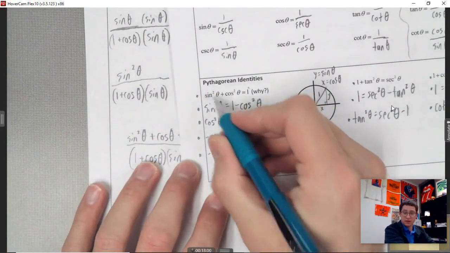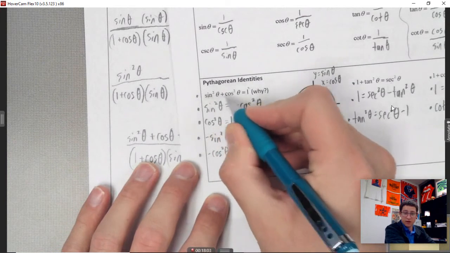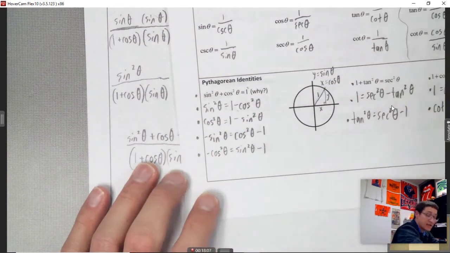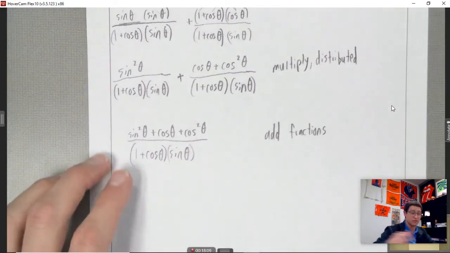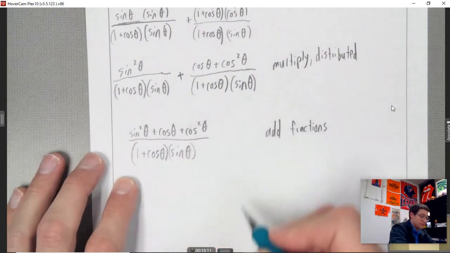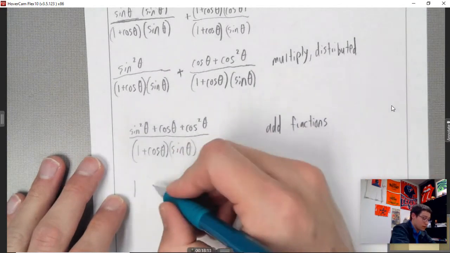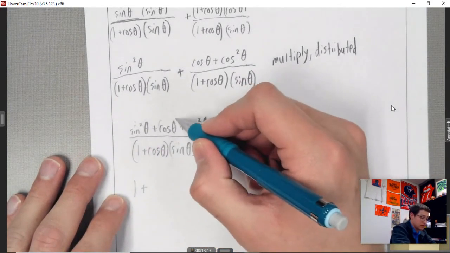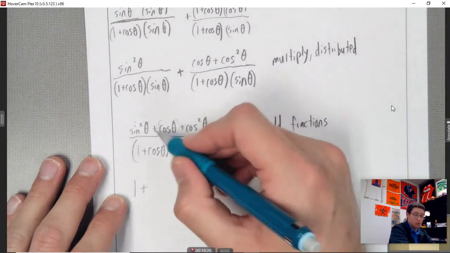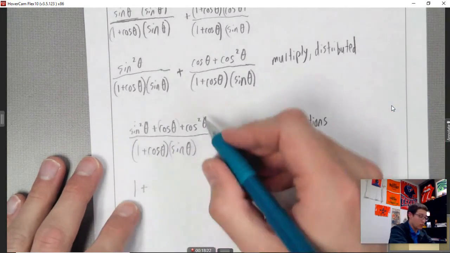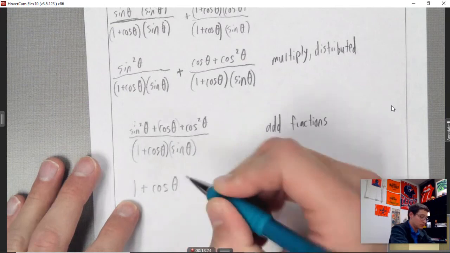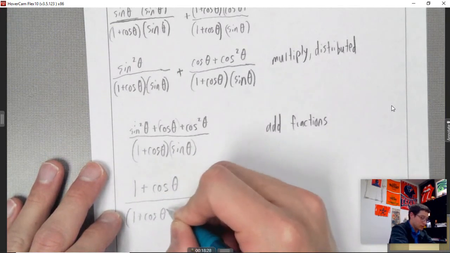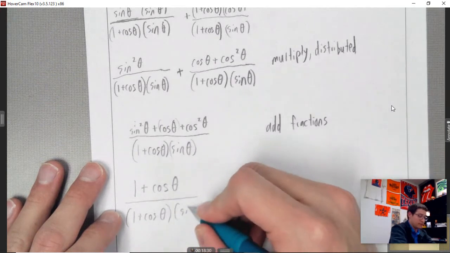So here it is. Sine squared of theta plus cosine squared of theta is equal to 1. That's my Pythagorean identity. Let's go ahead and use it. So this plus this is equal to 1. So I now have 1 and then plus the rest. So this kind of stays up here, so we don't touch that one right now. So we got 1 plus cosine of theta, and then all over 1 plus cosine of theta, and then times sine of theta.